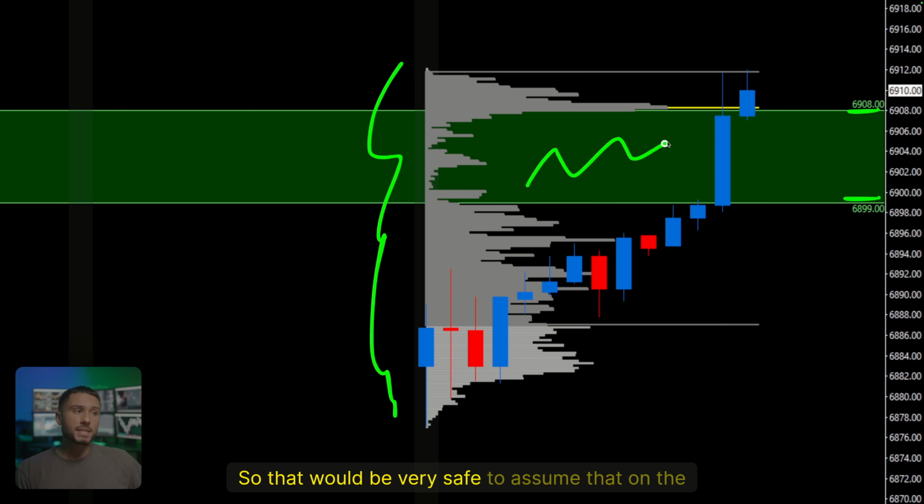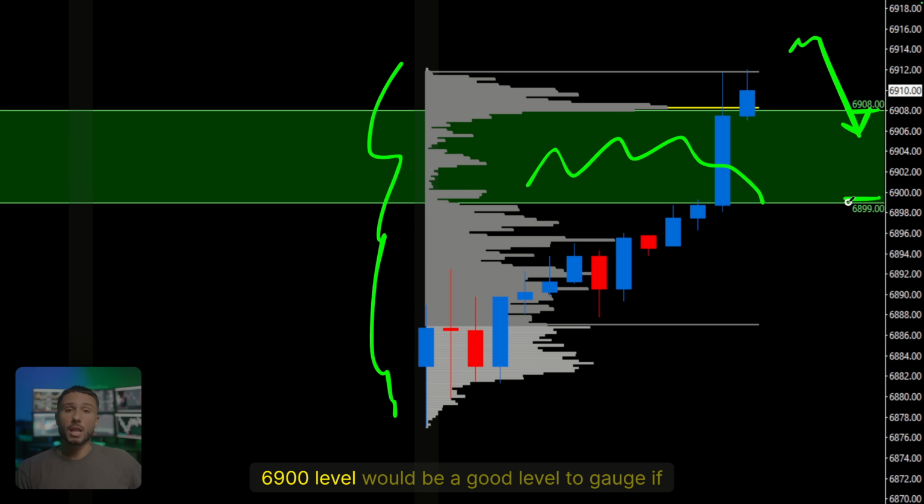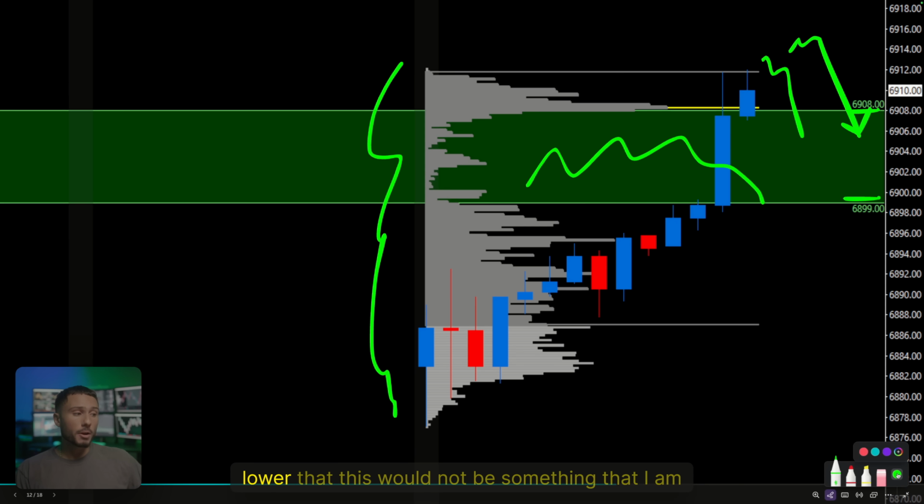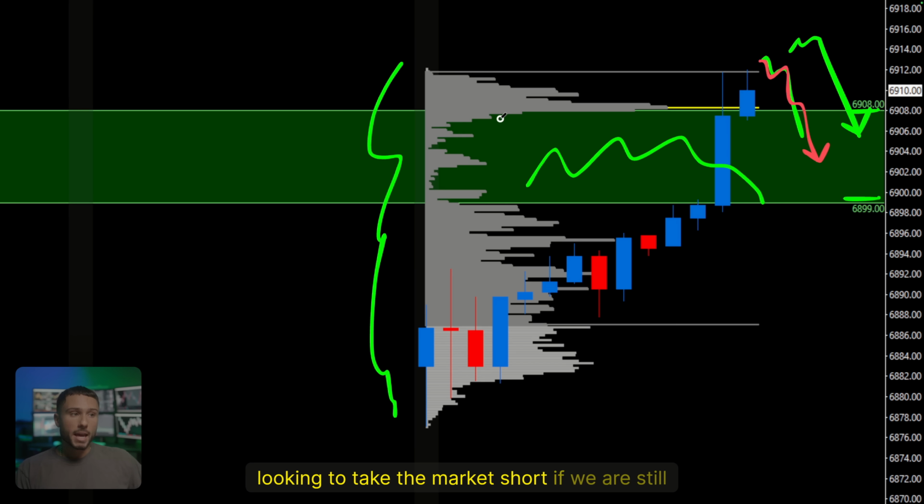So it would be very safe to assume that on the following session, any dips down into the 6908 to 6900 level would be a good level to gauge if buyers are there, and it would be very safe to assume that if the market does sell off and we start aggressively moving lower, this would not be something that I am looking to take the market short if we are still remaining above this low volume node.